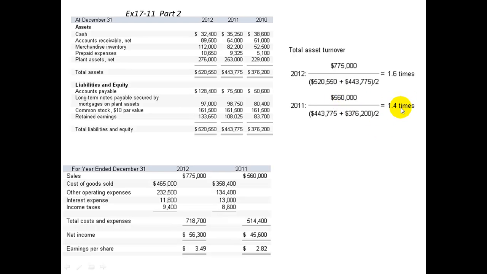$1.40 worth of sales for every dollar of assets we had, which means it looks like from 2011 to 2012 things have gotten better. That is, we've generated more sales with the level of assets that we had to work with. And that's part 2 of this problem.